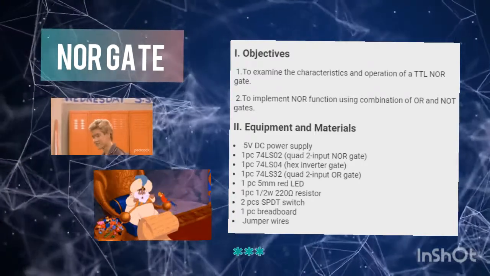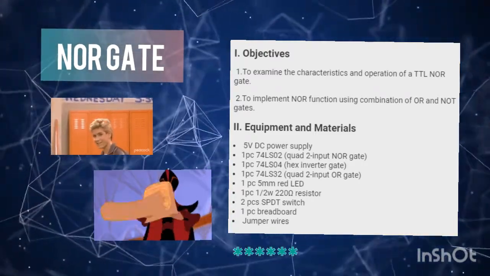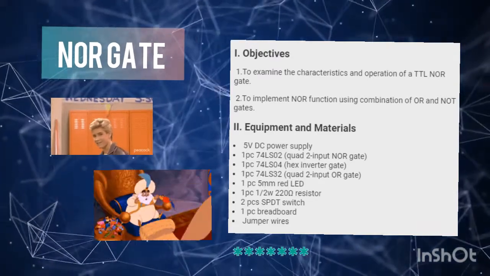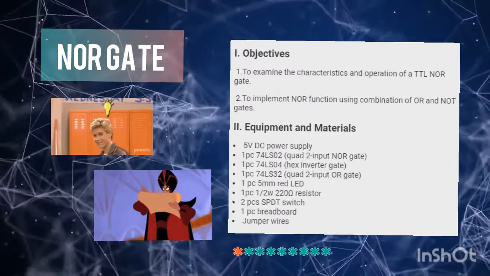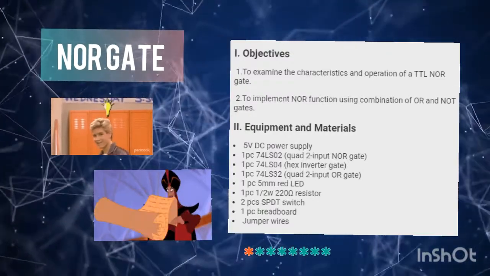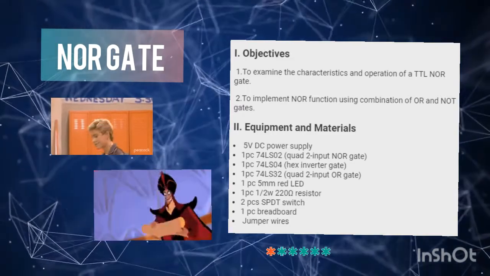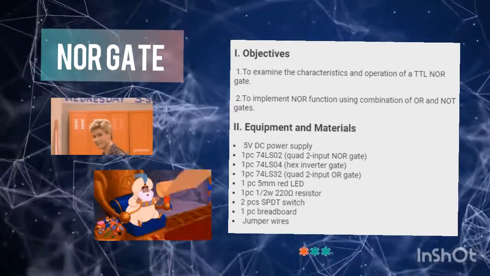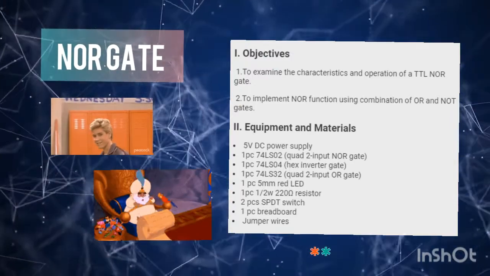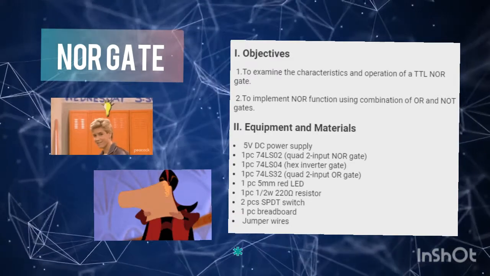And here is the list of the equipment and materials that we're gonna need: 5 volts DC power supply, 1 piece of 74LS02 quad 2 input NOR gate, 1 piece of 74LS04 hex inverter gate, 1 piece of 74LS32 quad 2 input OR gate, 1 piece of 5mm red LED, 1 piece of 1/2 watt 220 ohms resistor, 2 pieces of SPDT switches, and 1 piece of breadboard and some jumper wires.